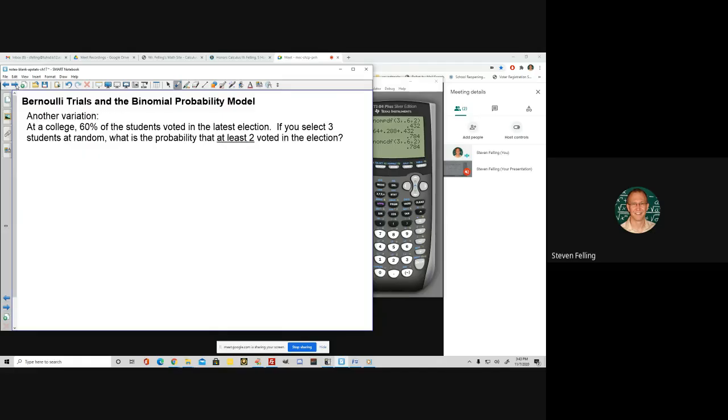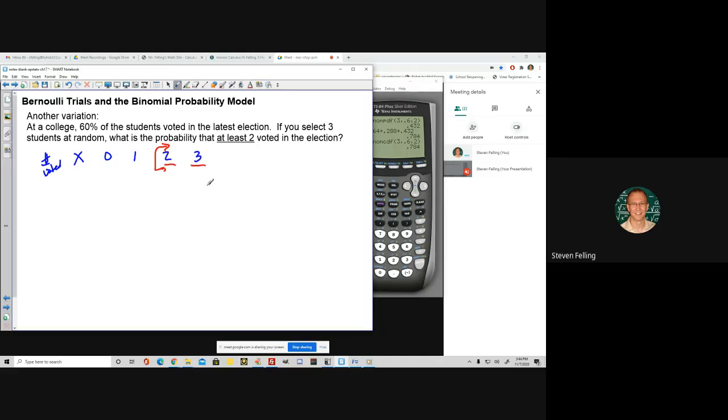All right, here's another variation. At a college, 60% voted. We asked 3. What's the probability that at least 2 voted in the election? So what I could do is I could make a random variable here for the number who voted, list out the cases, right? None of them could vote, 1 could vote, 2 could vote, or all 3. Then I could say, wait a second, okay, I want at least 2. So that means this part over here, 2, 3.